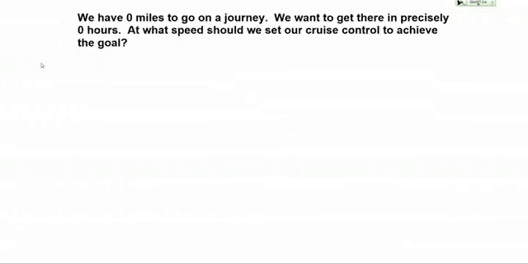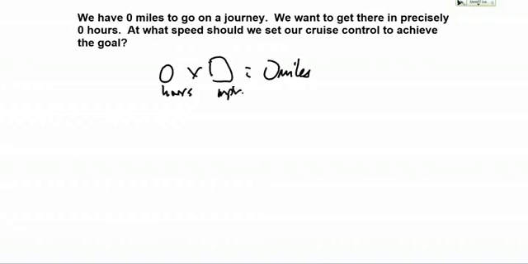Let's see if that same ambiguity or indeterminate situation happens in the other way of looking at division. We have 0 miles to go on the journey again, same old thing. We want to get there in precisely 0 hours now. At what speed should we set our cruise control to achieve the goal? So again, we have 0 miles to go. And this time, we're given the amount of time, 0 hours. And we want to know what to set the cruise control at. What speed should we go for 0 miles to go? Total of 0 miles total.